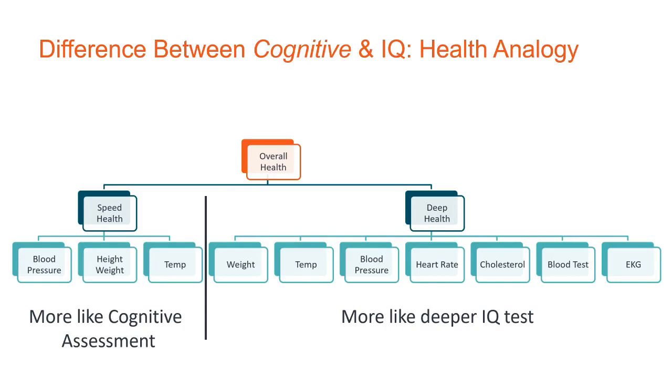However, when you go for a physical or deeper health screening, the doctor conducts much deeper measures like cholesterol, blood tests, or even EKGs. These things can help diagnose deeper medical issues than the speed health exam ever could. In this example, the speed health exam is comparable to the cognitive assessment. It helps you get some useful information, but doesn't necessarily measure deeply enough to diagnose most medical issues.